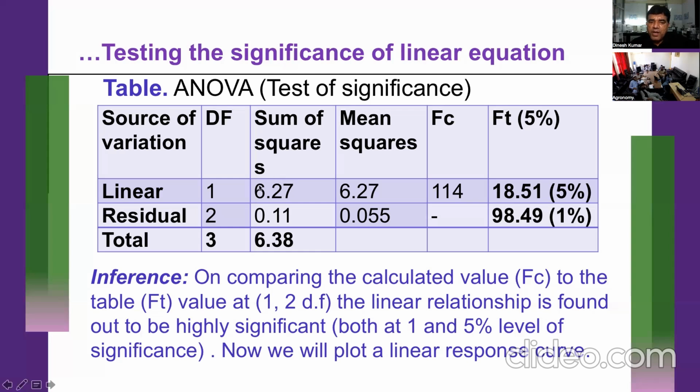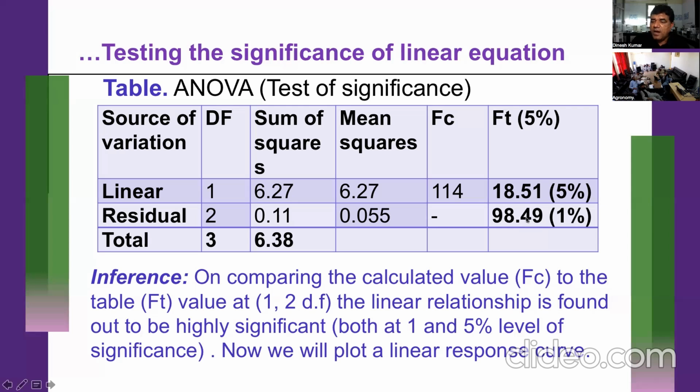Now sum of square values have been kept in the table, just now we have calculated. Mean square values are here, and you divide this value by this value, you get 114. Now I have put these values by seeing the F table: 18.51 is at 5% level of significance and 98.49 at 1%. So our calculated value 114 is far more than 18.51. Similarly, it is greater than 98.49.